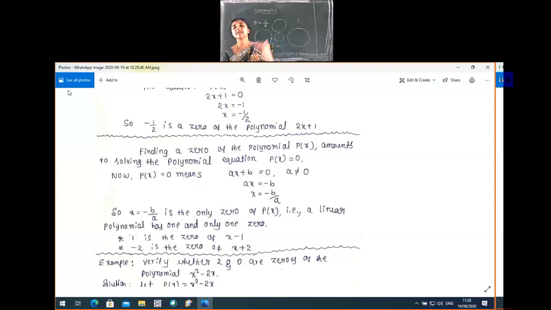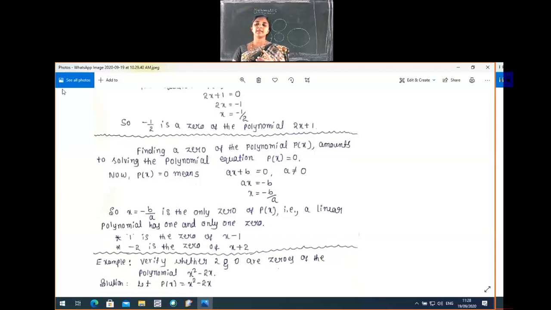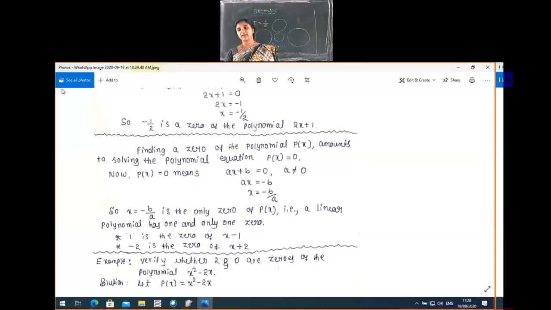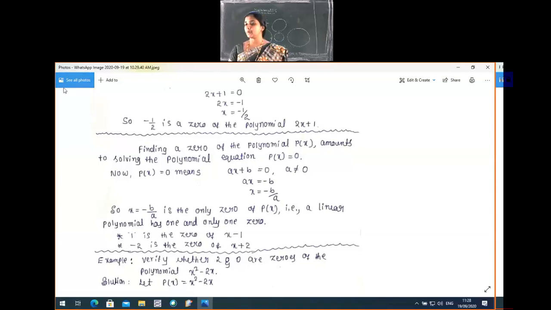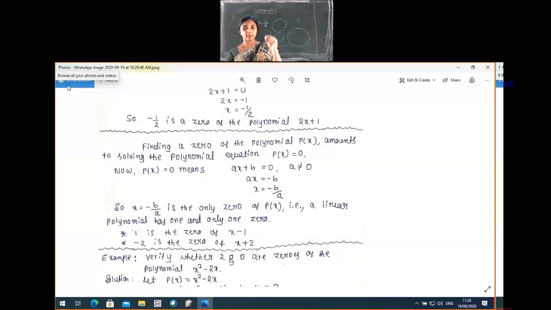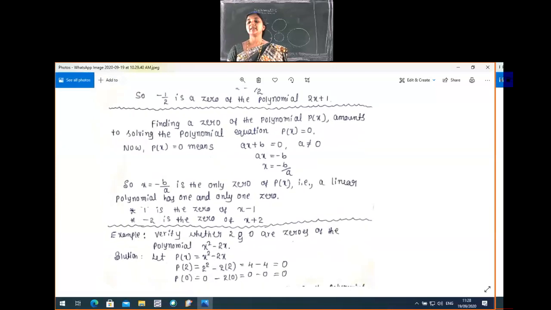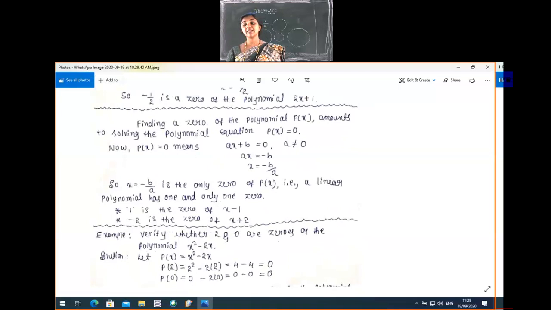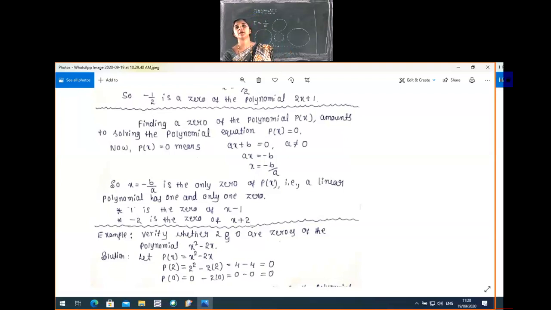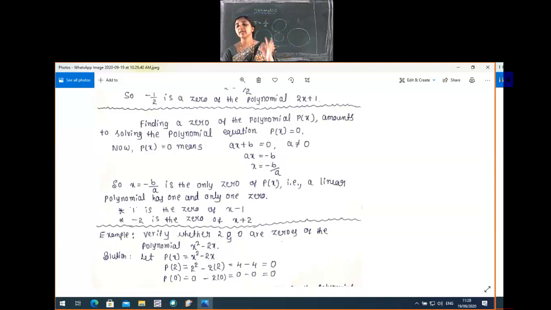That is, a linear polynomial has one and only one zero. In the sense, here we can give one conclusion. We have different types of polynomials, right, based on the degree. If the degree is 1, then the polynomial is a linear polynomial. If the degree is 2, then the polynomial is a quadratic polynomial. If the degree is 3, then the polynomial is a cubic polynomial. But here we are discussing the zero of a linear polynomial. So it has one and only one zero.